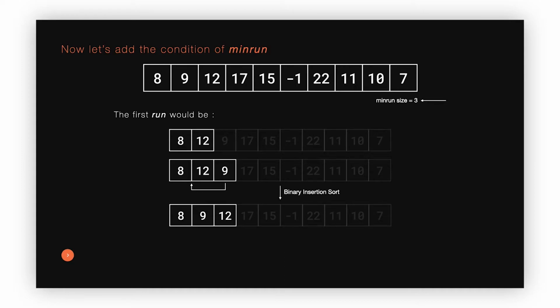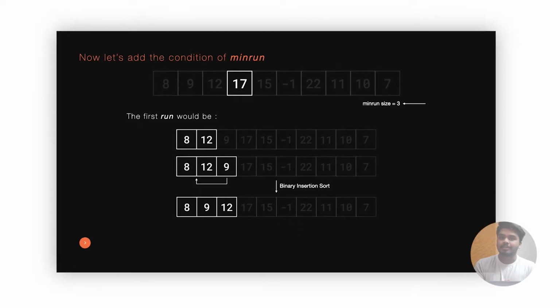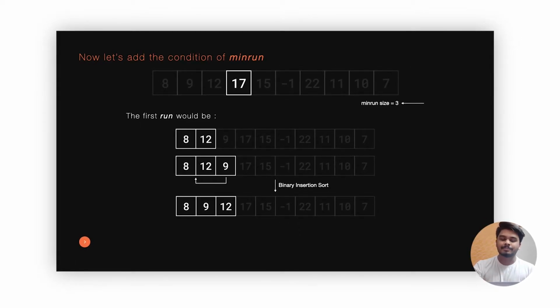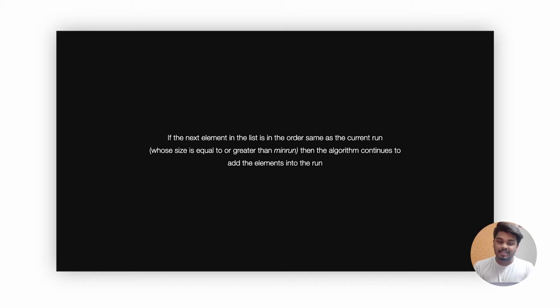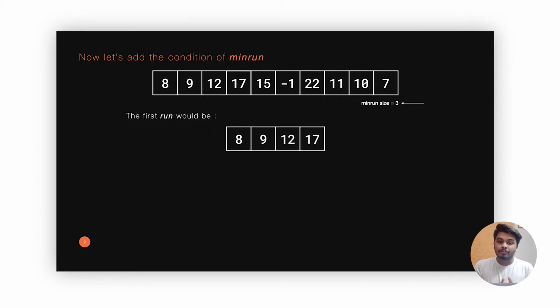Now, let's take a look at the next element in the list, which is 17. Now, will we add that to the run? That's a very good question. Because Timsort states that if the next element in the list is in the same order as the current run, then the algorithm continues to add that element into the run. So, we add 17 into the run. And the run now becomes 4 elements. So, the first run will consist of 4 elements, 8, 9, 12, 17, all in sorted order.